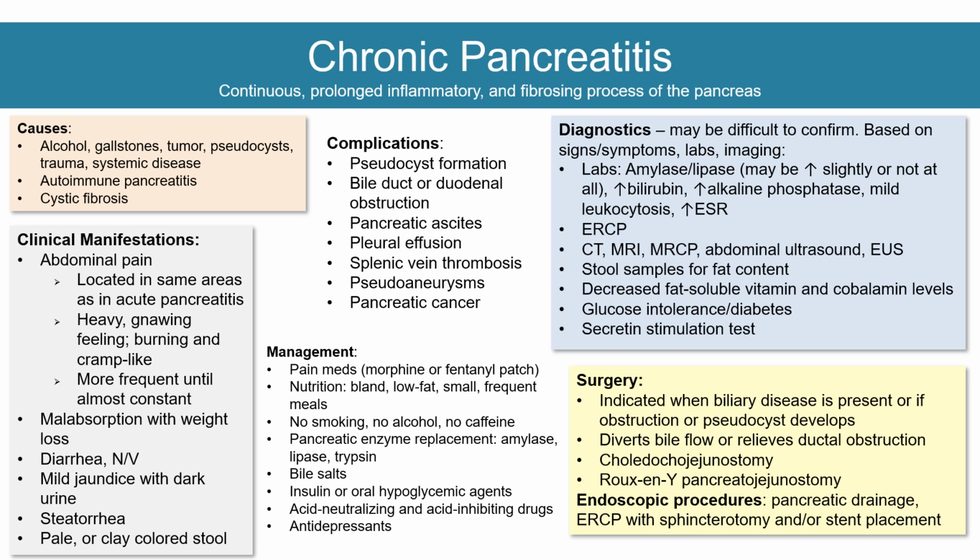Then we have chronic pancreatitis. This is when it's been happening for a while, and repeated prolonged inflammation causes fibrosed tissue of the pancreas, which is kind of like scar tissue. Causes of this are kind of similar to acute pancreatitis: alcohol, gallstones, tumor, autoimmune pancreatitis, and cystic fibrosis can also lead to this. So signs and symptoms: pain, malabsorption, diarrhea, and so on.